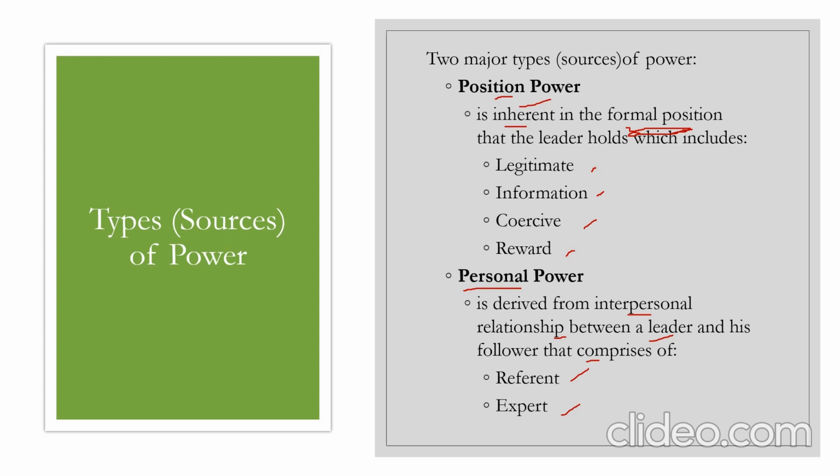But in an easy way to understand, personal power is a power that someone has because of the characteristics of that person. It is not related to the position of that person in the organization, but more on the characteristics of that person. Later we'll see in detail the two types of personal power, which are referent and expert power.